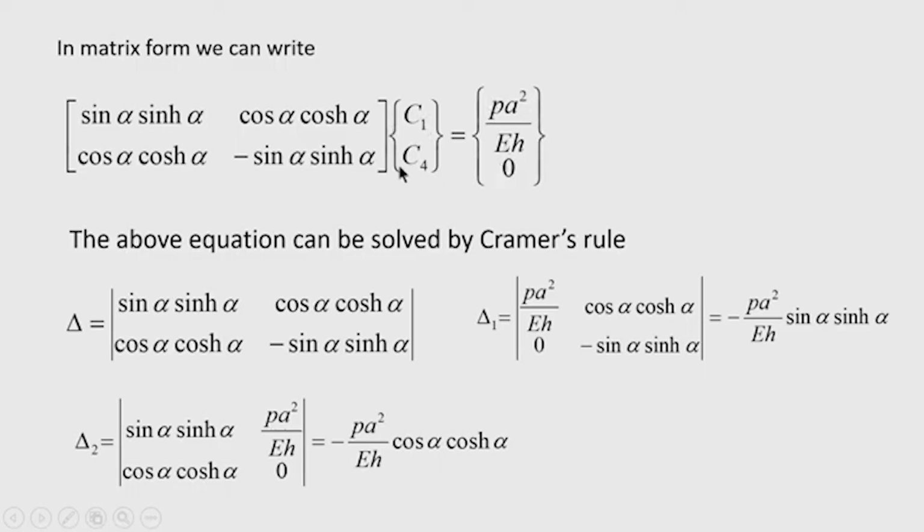C 1 and C 4 are the unknown constants of integration that have to be evaluated by solving this matrix equation. So, using Cramer's rule, we now define this parameter delta, that is the determinant formed using the coefficients of this matrix, which I call the coefficient matrix.